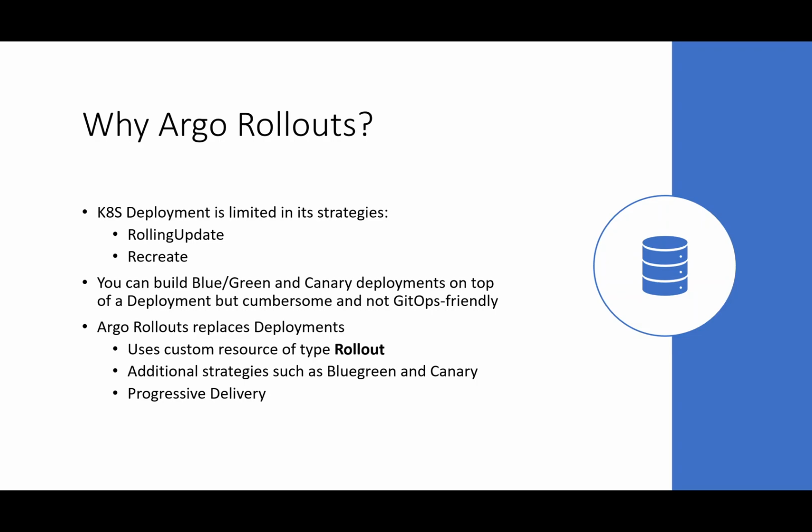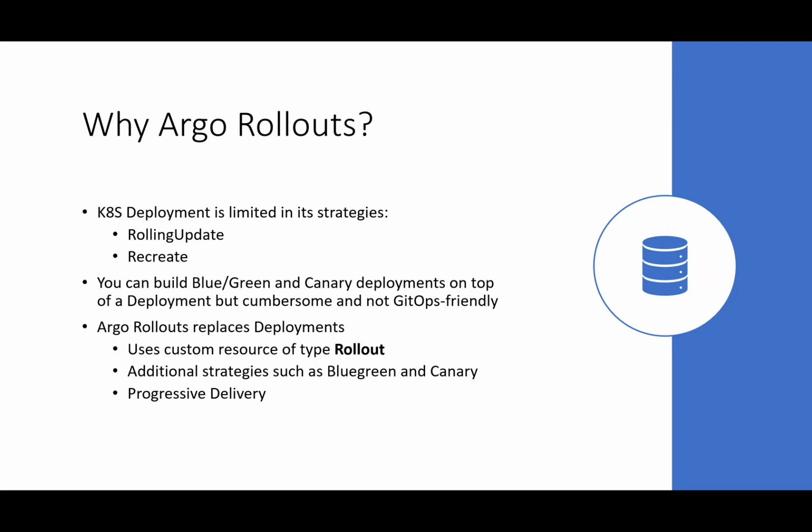If these types of strategies are not enough for you, there are many other ones you can use as well. For example, blue-green and canary. But Kubernetes by default does not provide this. Now, you could build this on top of the deployment type, but that's quite cumbersome and not very GitOps friendly. I would like to basically declare that I want to do a blue-green deployment, and that's it.